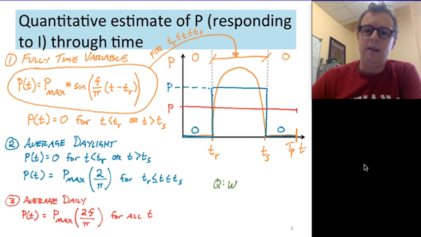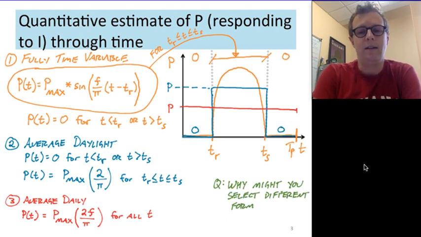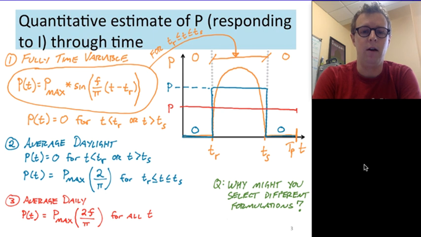So 3 different ways to do this. A question that I'll leave to you all to think about and that we can discuss in lecture a bit. Why might you select different formulations? Why not always use the time variable? Why not always use an average daily rate? In what situations would different simplifications or complications of this process be more beneficial to us as water quality modelers? So you all can think about that a bit.